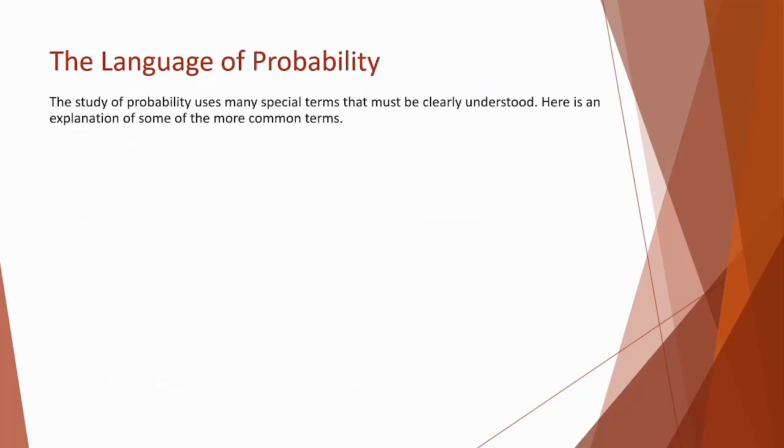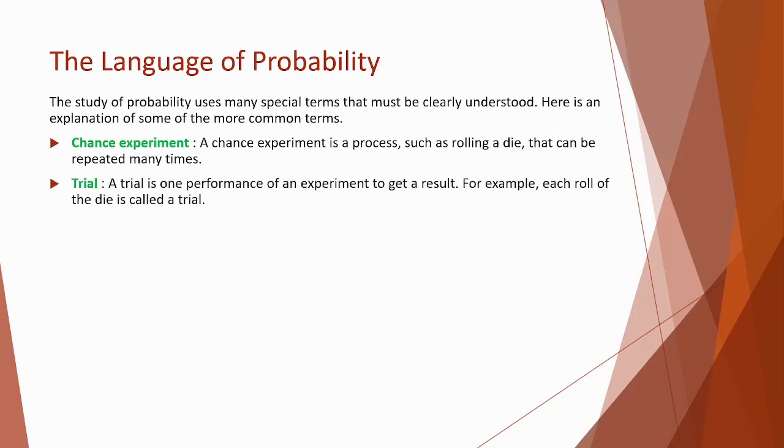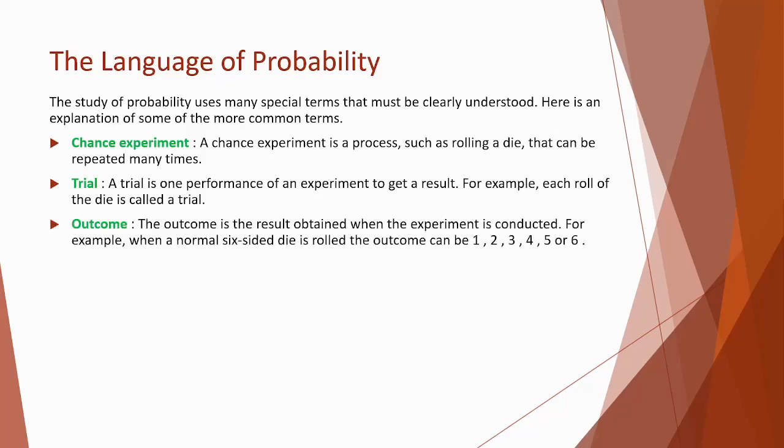We have some specific terms that are used with probability, and we need to know these. So a chance experiment is a process such as rolling a dice or flipping a coin or anything that has a chance that can be repeated multiple times. A trial is one example. So rolling the dice once, flipping the coin once, that's called a trial. An outcome is what could come from that. So rolling the dice, the outcomes are 1, 2, 3, 4, 5, or 6. For flipping a coin, the outcomes are heads or tails.